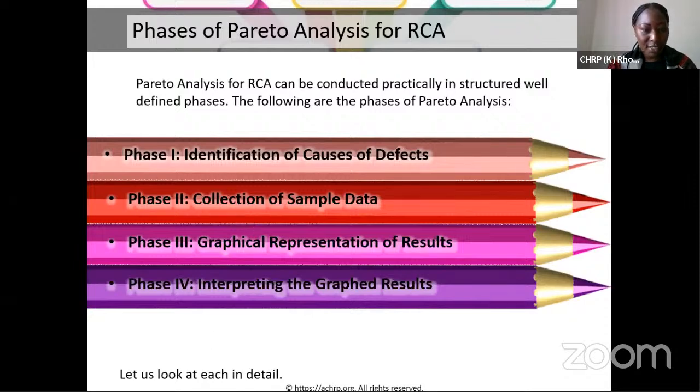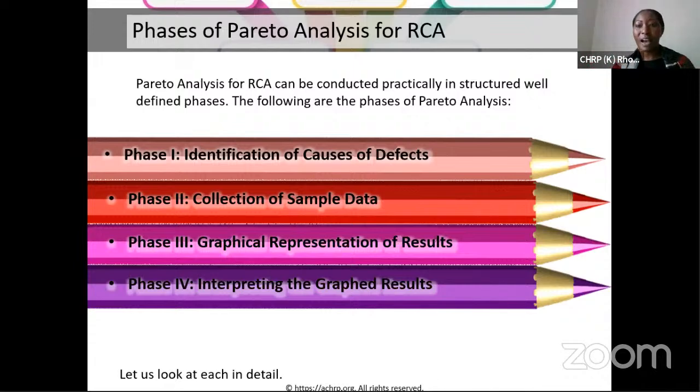So let me look at the chat if there were any questions before you lost me. Yes, Priska, we can confirm you can hear me. Now you can see the presentation. My apologies for that. So then we'll continue with the phases of Pareto analysis for root cause analysis.